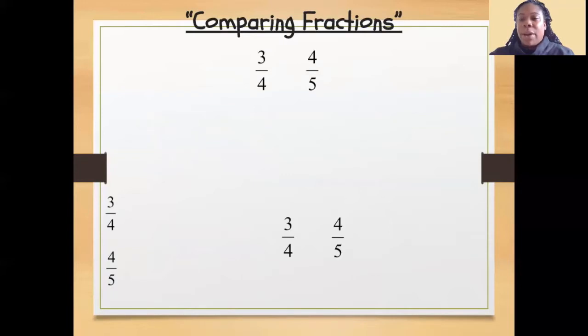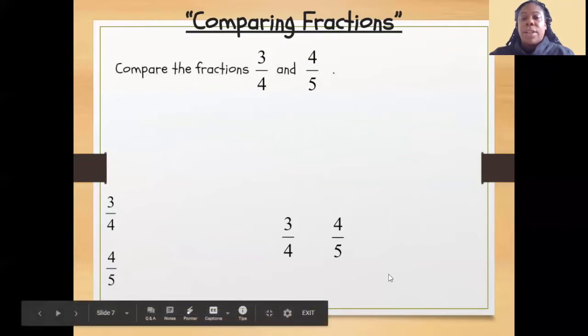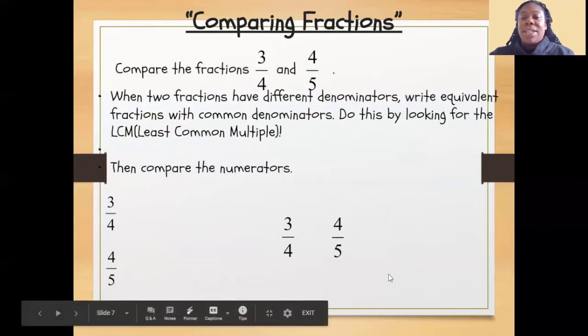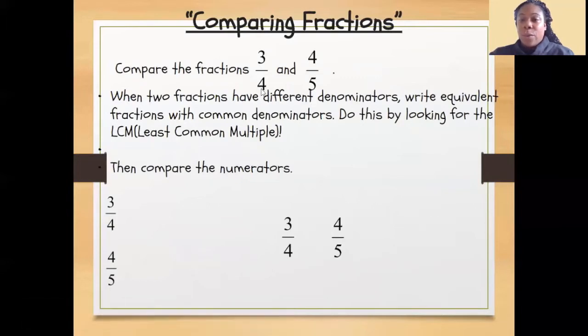We'll start with comparing fractions. We're comparing 3/4 and 4/5. In order to compare 3/4 and 4/5, we have to take the different denominators, the 4 and the 5, and write equivalent fractions with common denominators. We do this by looking for the least common multiple. So I'm going to take the denominator from 3/4 and the denominator from 4/5 to find my common multiples.